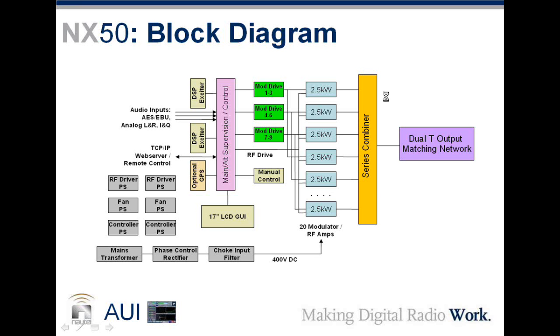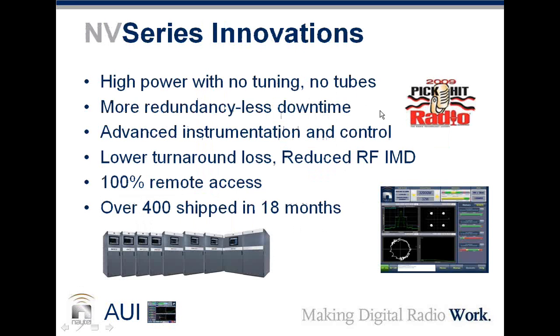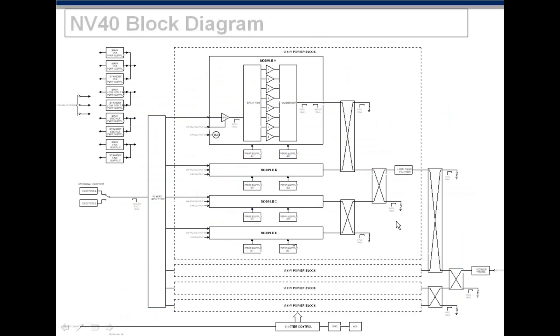Okay, so the NV series is 3.5 kilowatts through 88 kilowatts, high power, no tuning, no tubes, more redundancy, less downtime, and has its own share of advanced instrumentation and control. We've shipped over 400 of them. That's the block diagram of the NV40. Again, the AUI and the single board controller, which are the little blocks down here, are completely separate from the operation of the transmitter. You can continue to operate the transmitter without the single board computer or the AUI. So without further ado, let's switch over and go to the AUI.